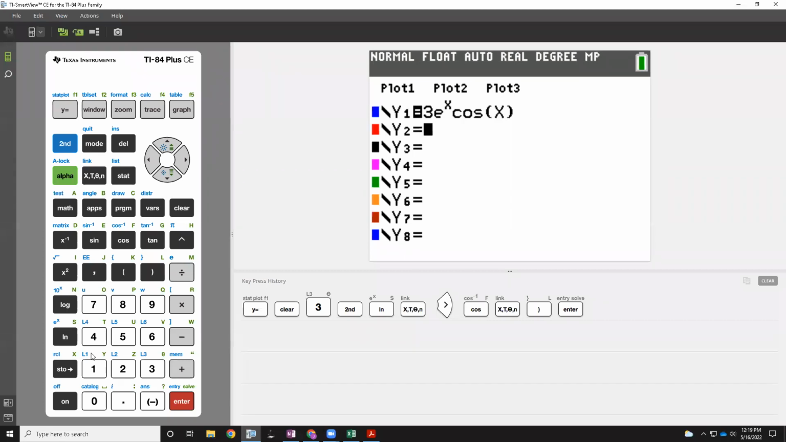There's something that's wrong. The equation of the tangent line was 3x plus 3, but if I graphed it now, it wouldn't work. Can anyone tell me why? What's wrong? Calculus is done in radians. Yeah, right now my calculator is in degree mode.